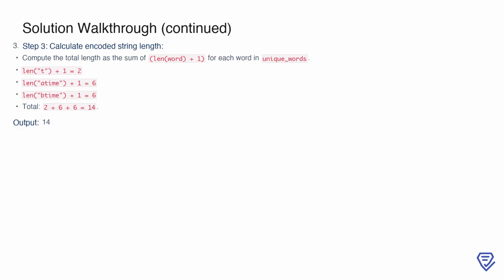For "t", this calculation is len("t") + 1 = 2. For "a time", it is len("a time") + 1 = 6. Similarly, for "time", it is len("time") + 1 = 6. Adding these values together, we get 2 + 6 + 6 = 14. Therefore, the output for this example is 14.